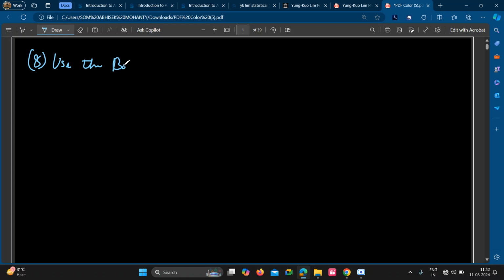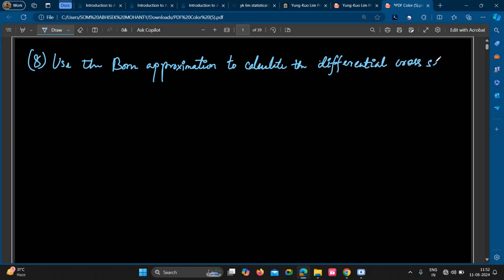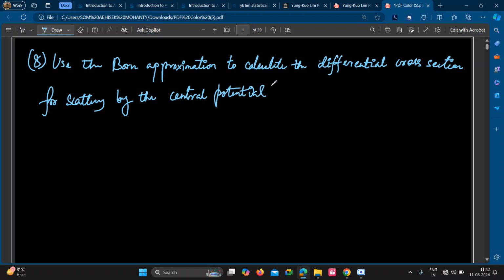Use the Born approximation to calculate the differential cross section for scattering by the central potential V(r) equals alpha by r square, where alpha is a constant.